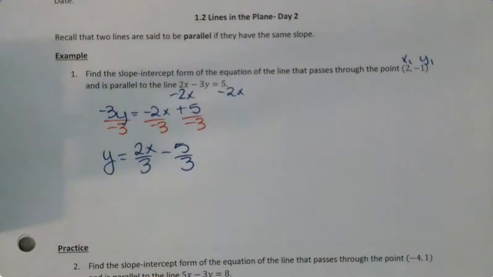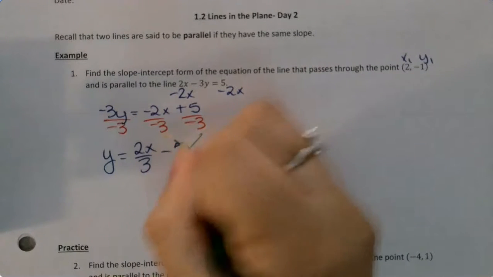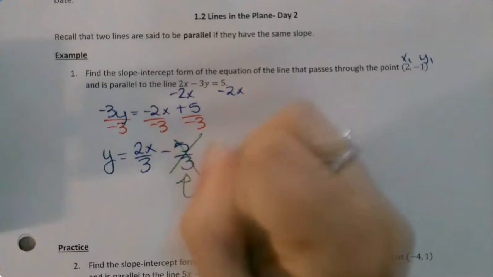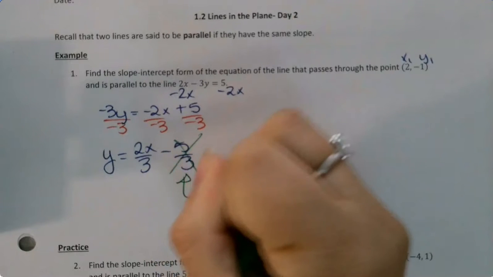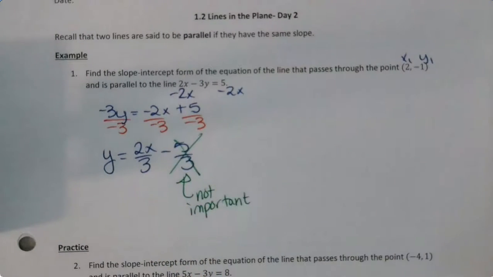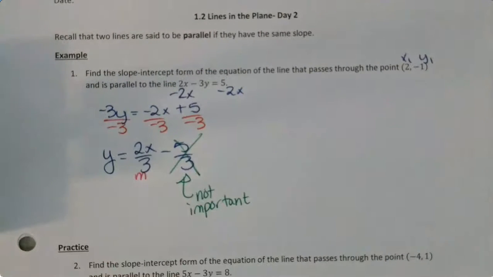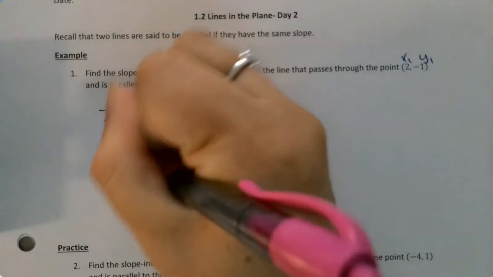-5/3. Okay? So when I am doing a line that is parallel, I don't care about the b from the original equation. That's not important. I only care about the slope. So my slope is going to be my m. And that's just the 2/3.